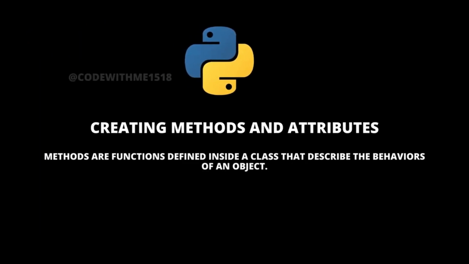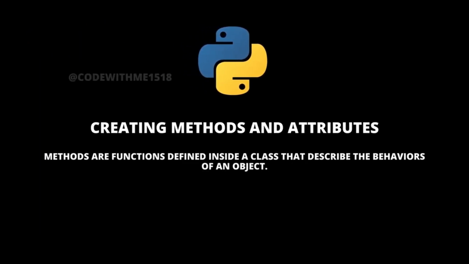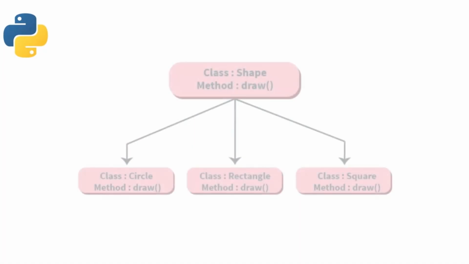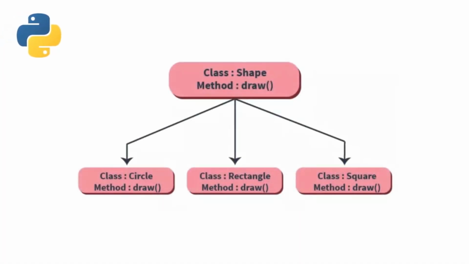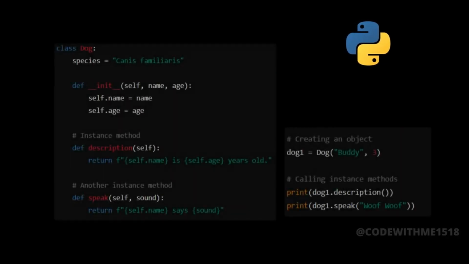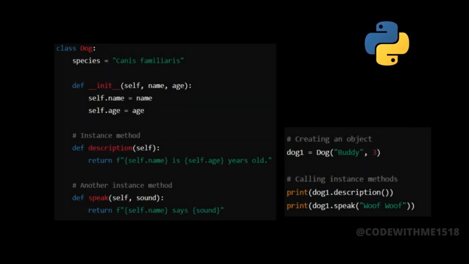Now, let's add some behavior to our class by creating methods. Methods are functions defined inside a class that describe the behaviors of an object. Here's how you can add a method to our Dog class. In this example, we added two methods, description and speak, to the Dog class. These methods provide additional functionality to our objects.